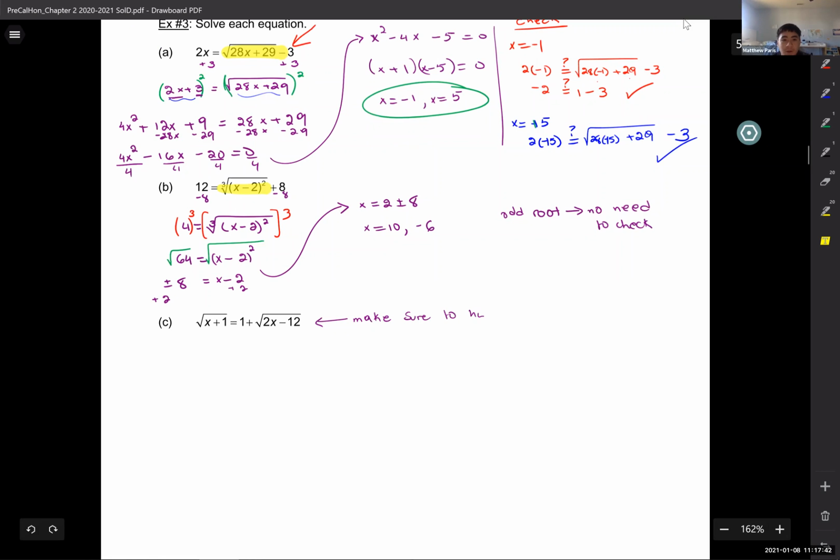Wait a minute, just to be clear, even though there was an even thing, because the cube root itself was odd, there's no need to check, right? Precisely, it's because of the cube root.